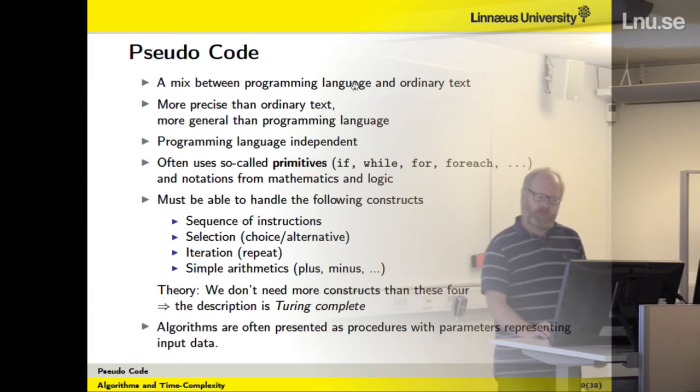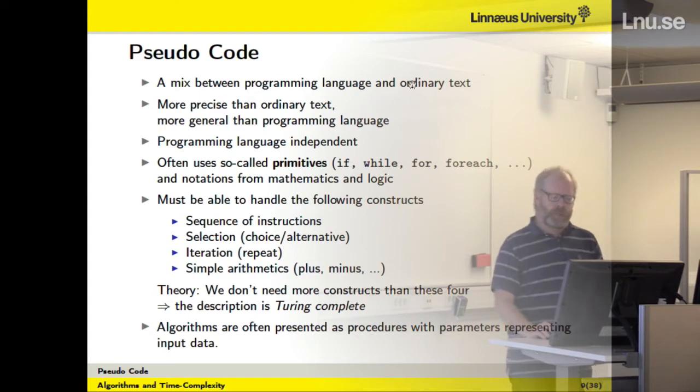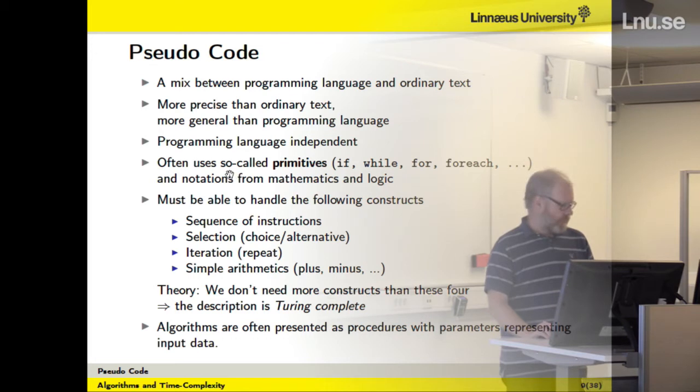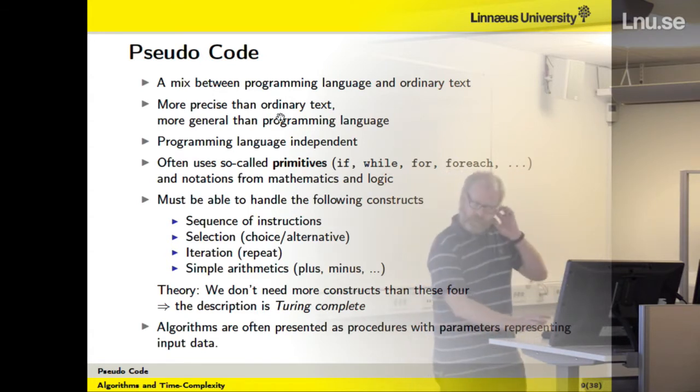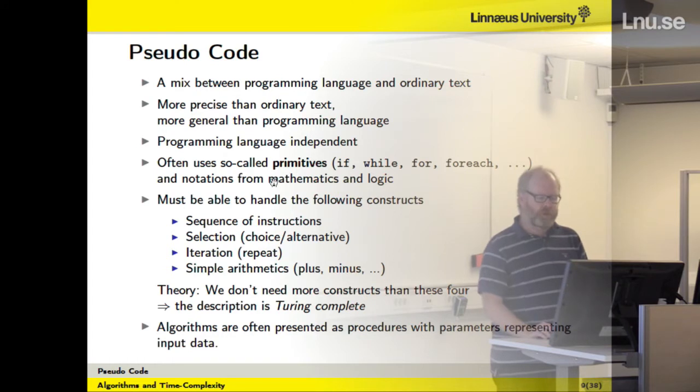So it's a mix between programming language and ordinary text, considered to be more precise than ordinary text, but more general than a programming language. All algorithms use something called primitives, keywords taken from programming languages, like while, for each. Everyone is supposed to understand what this means. And also we are using notations from mathematics and logic when needed. So these are the basic building blocks.